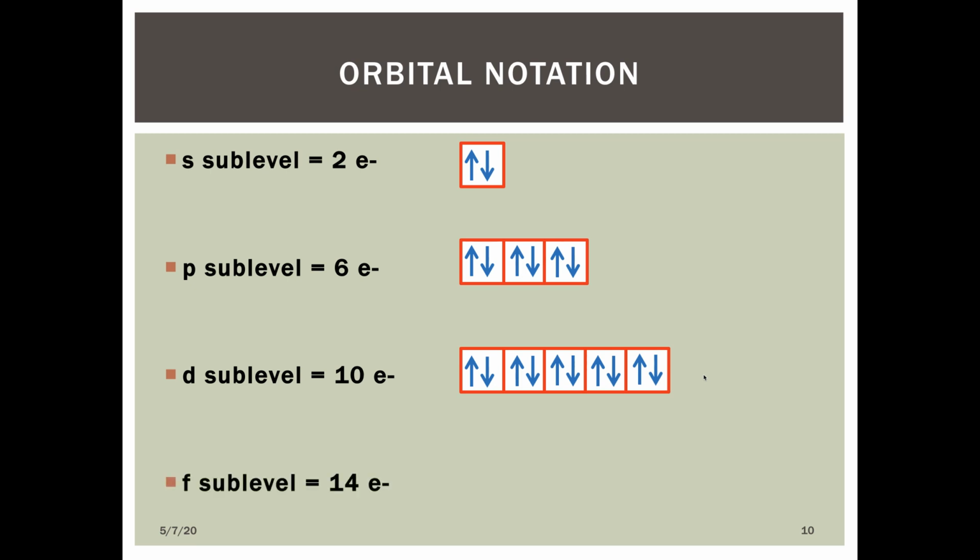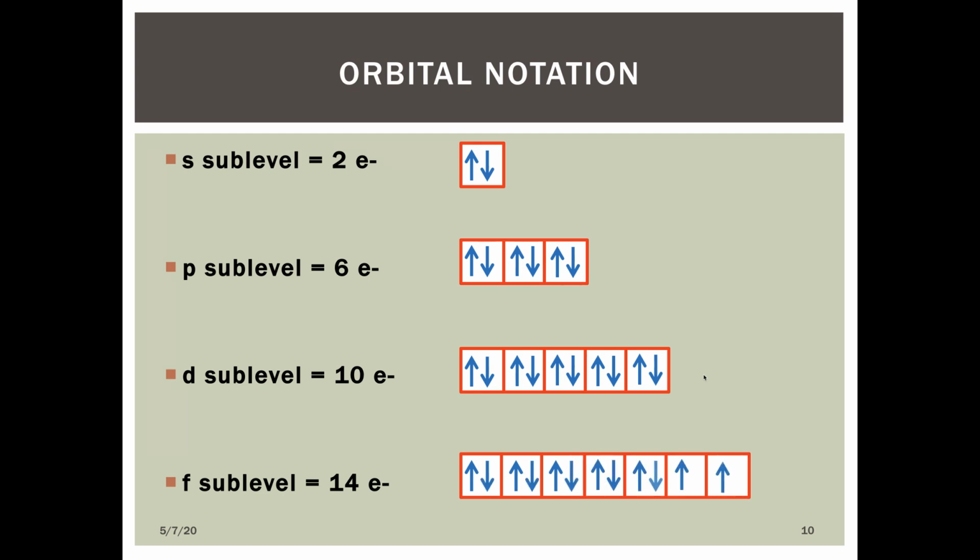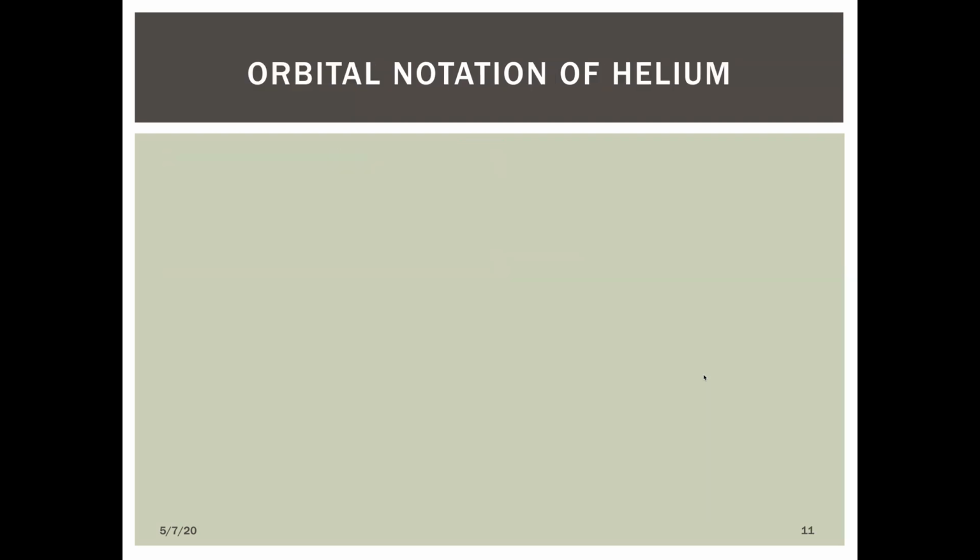So the f sublevel can hold up to 14 electrons at 2 electrons each. That's 7 orbitals. Up, up, up, up, up, up, up. Down, down, down, down, down, down, down. The ups go in before the downs. Now, let's look at that for specific elements.